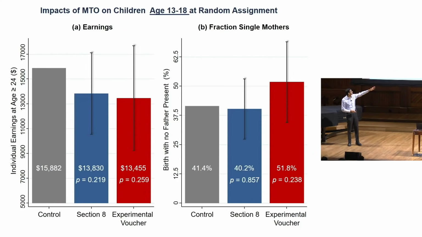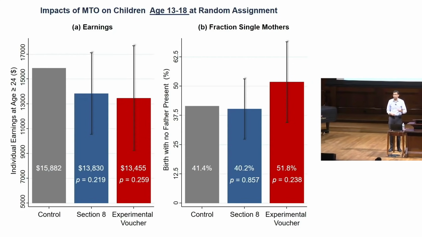And likewise, when you look at another outcome we looked at, fraction single moms, it clearly doesn't go down. If anything, it looks like it slightly goes up in the experimental group relative to the control group. Okay, so this is very consistent with the prior evidence that there's little impact for the older youth.